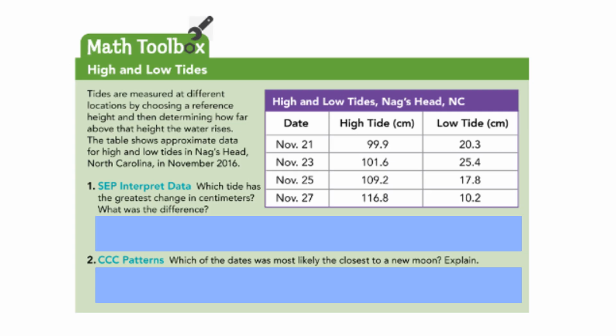All right, so for the math toolbox, high and low tides. Tides are measured at different locations by choosing a reference height and then determining how far above that height the water rises. The table shows approximate data for high and low tides in Nags Head, North Carolina, in November 2016. So which tide has the greatest change in centimeters? What was the difference?